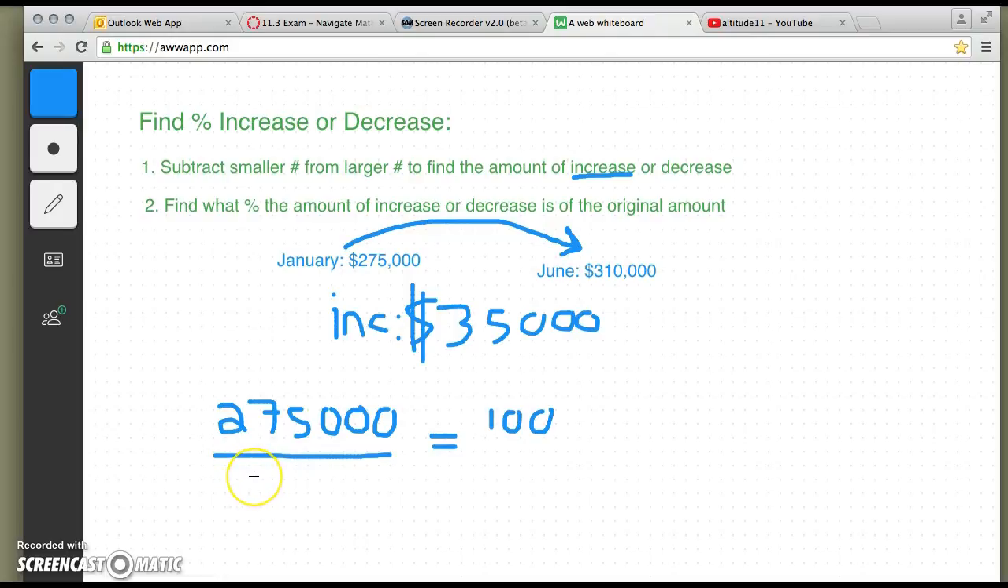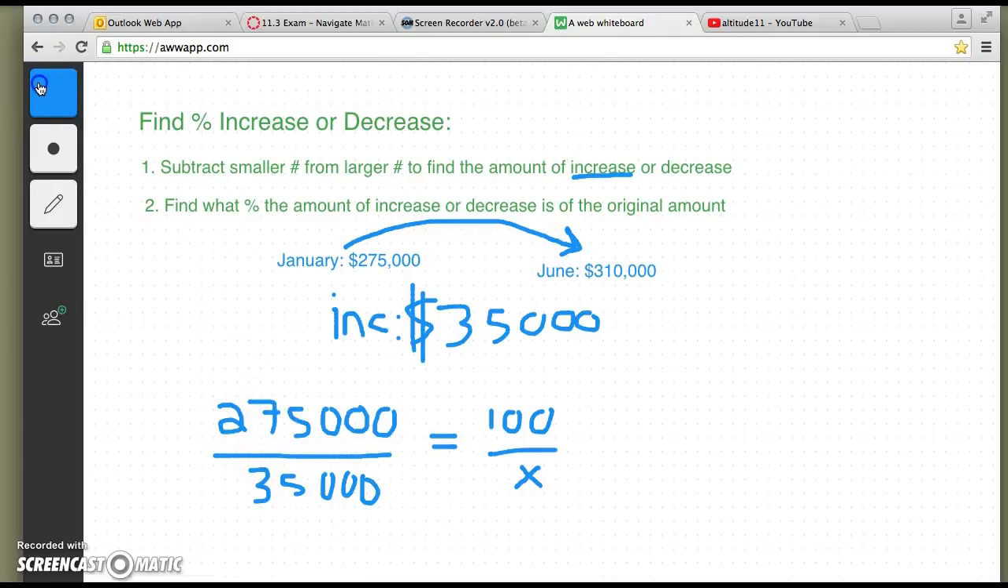Well, if $275,000 is representative of 100% of our money, then I wonder what percent of our money $35,000 would be? What percent? X percent. So if $275,000 is 100%, then $35,000 will be X percent, some unknown percent. And now we have our proportion here set up, so now we just need to solve.